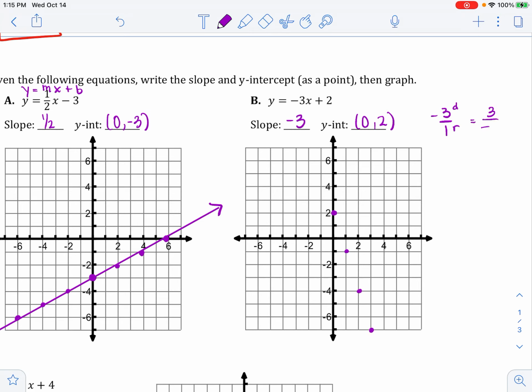Now also remember, this is the same thing as 3 over -1. So I could also go up 3, left 1. So I can go up 3, left 1. You notice I get another point right there.